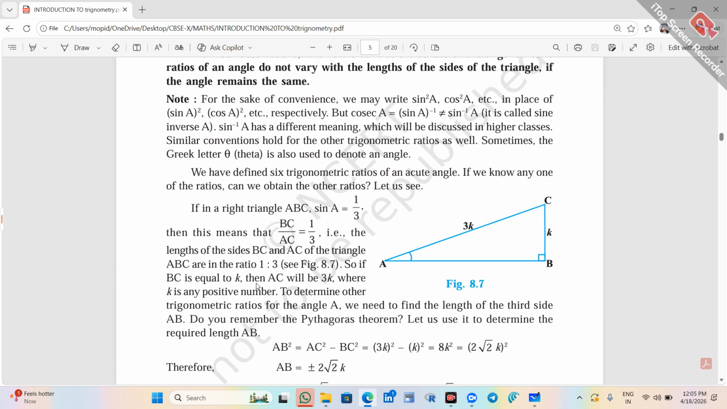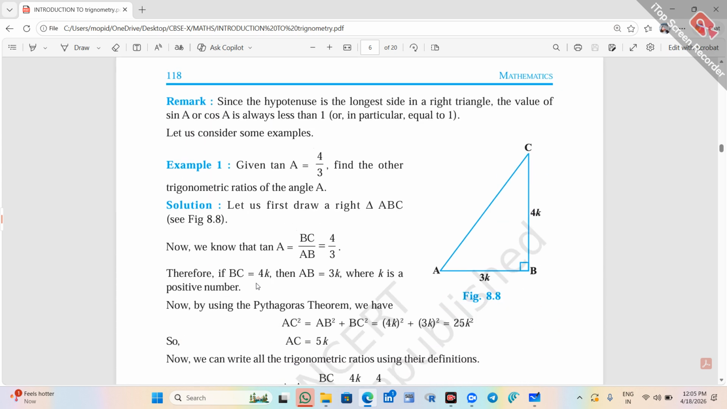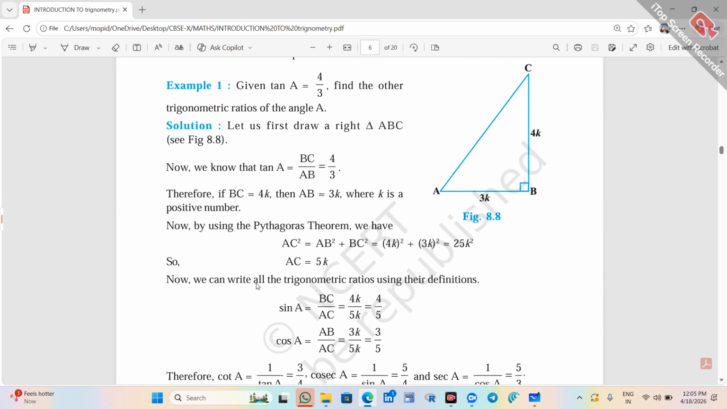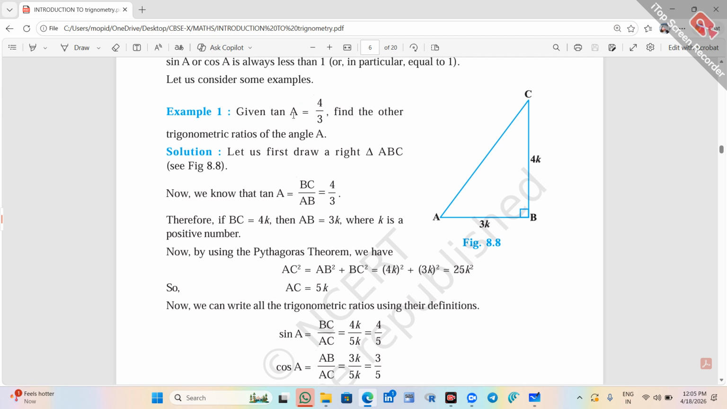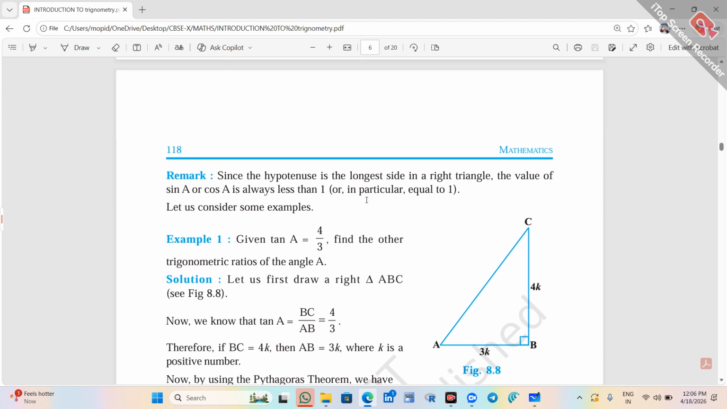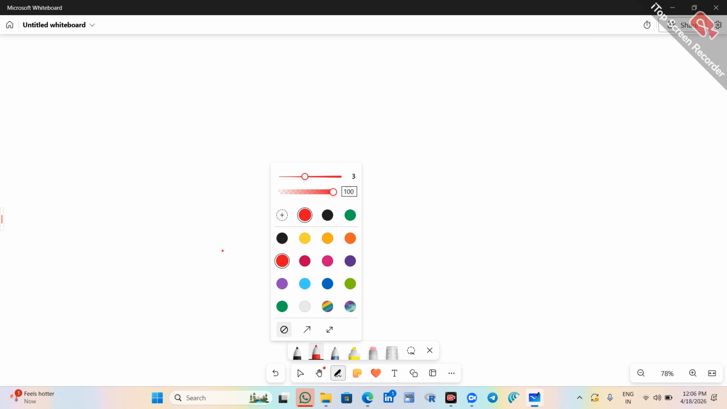Let's check an example for today. See here, example 1. Given tan A equals 4 by 3, find the other trigonometric ratios. Don't look at the answer, so we will try. First, I will not copy this to my board.